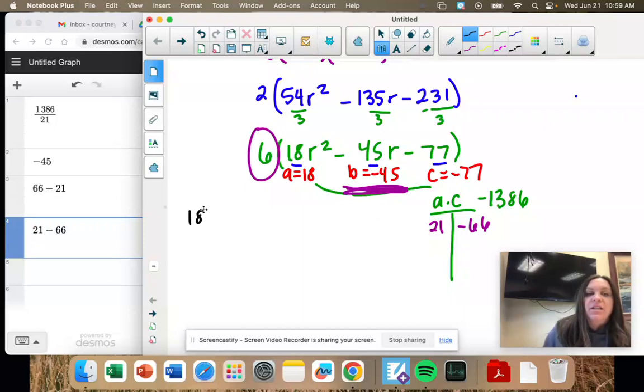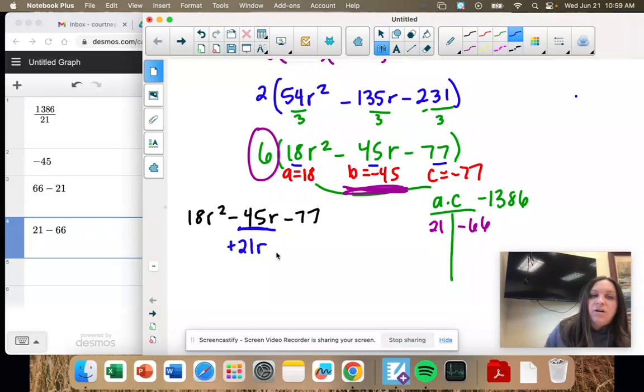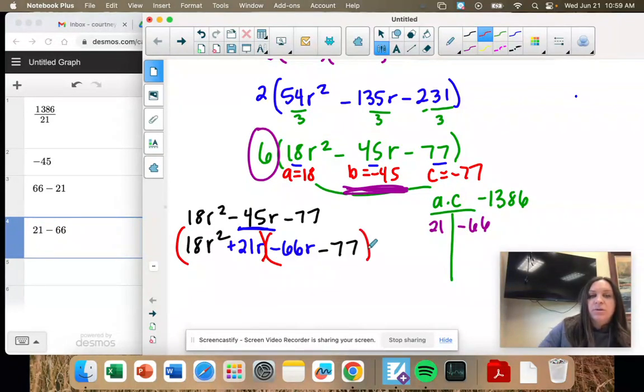So right now we have 18r squared minus 45r minus 77. And we're going to rewrite the negative 45 using positive 21r minus 66r. And then we still have the first and last terms. Okay, now we group. So group, and look for greatest common factor. So these both have an r. And then our 18 and 21 both divide by 3.